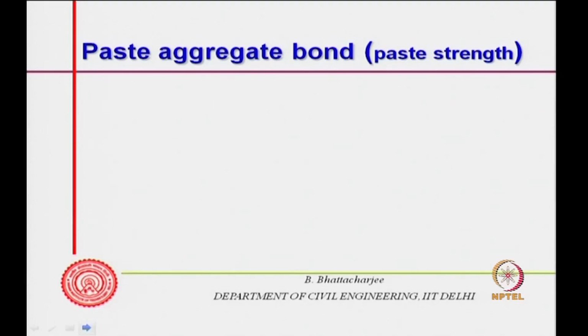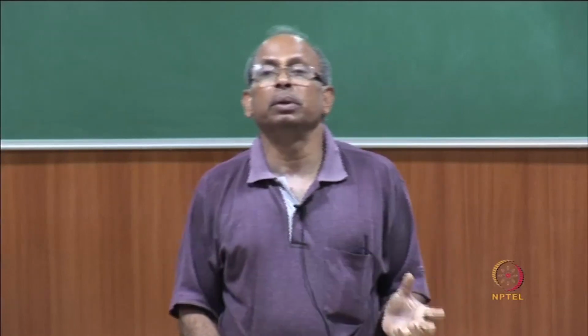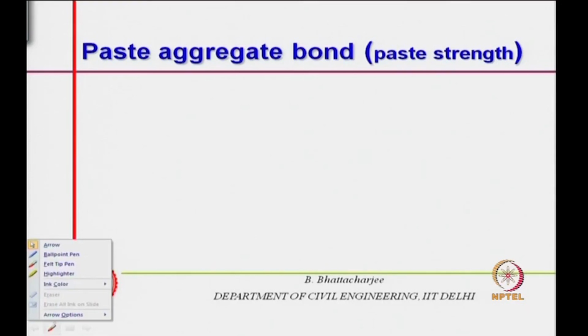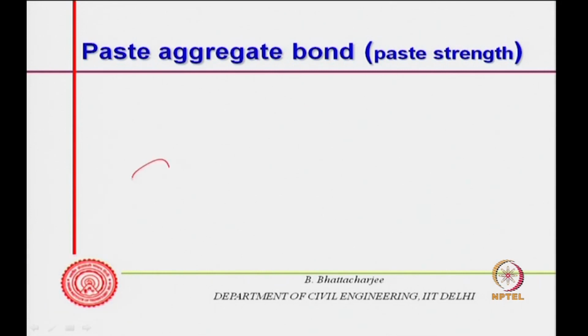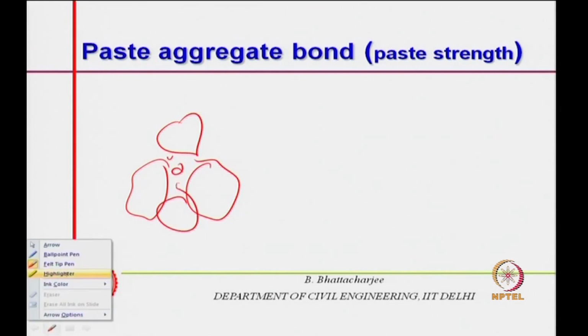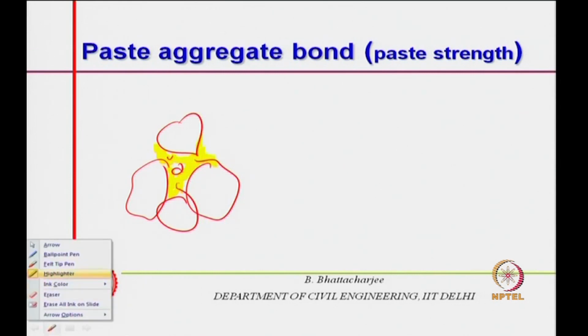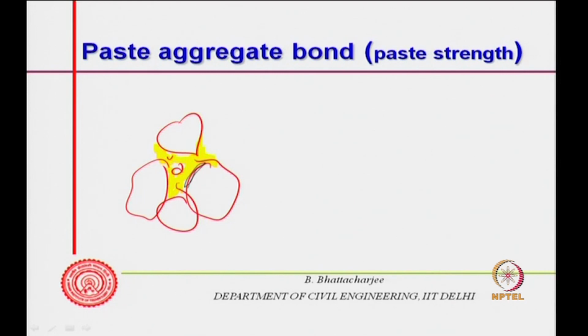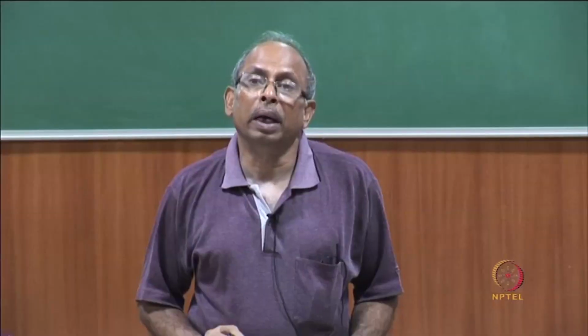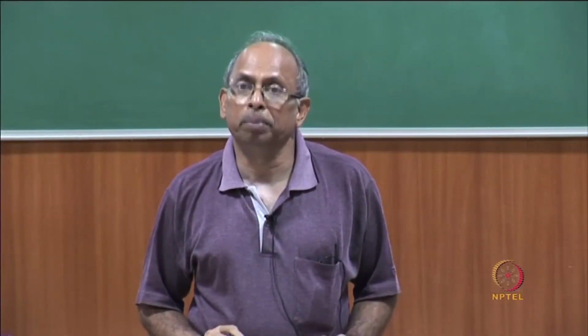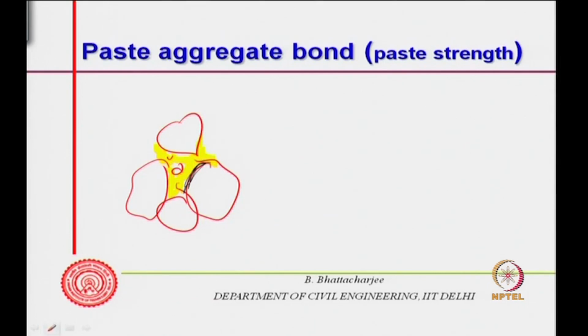First is paste aggregate bond, all right, paste to aggregate bond. As we said, concrete is a particulate system, with aggregates of all kinds, and they are bonded by the paste system. So, this bond is very important, and yesterday we said that the aggregate paste interface plays a very strong role. Therefore, one has to look into what governs the paste aggregate bond. So, let us have a look at that and how it affects the concrete strength.